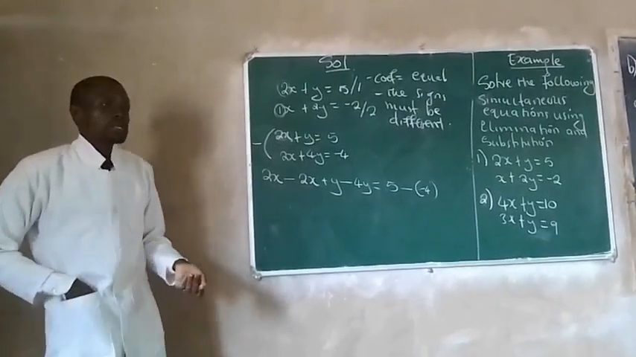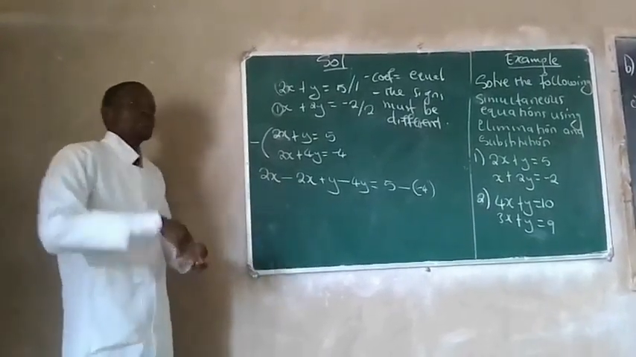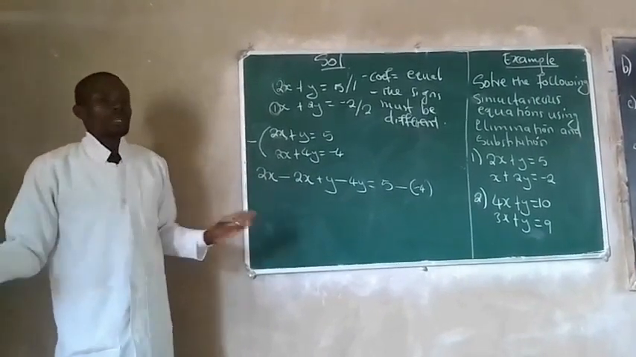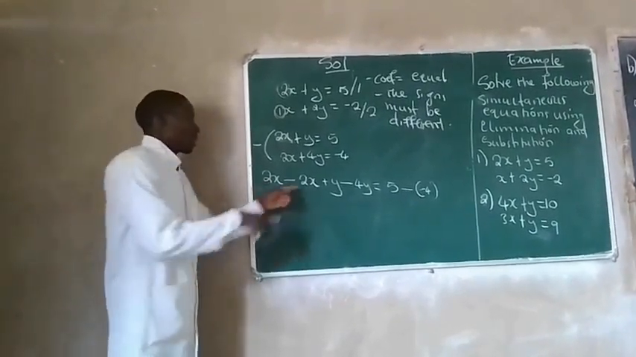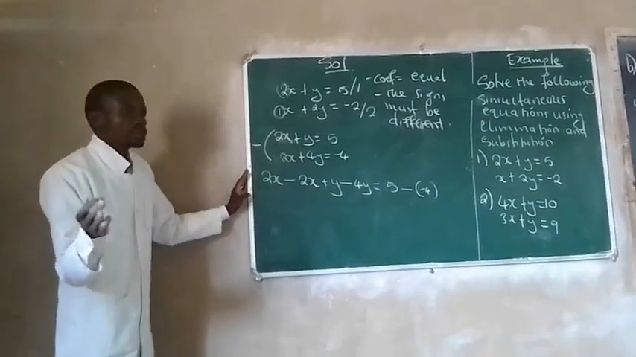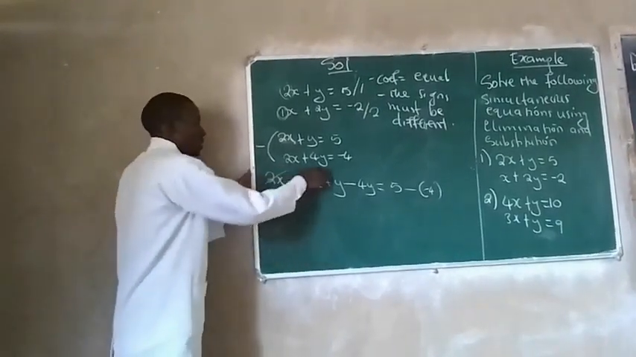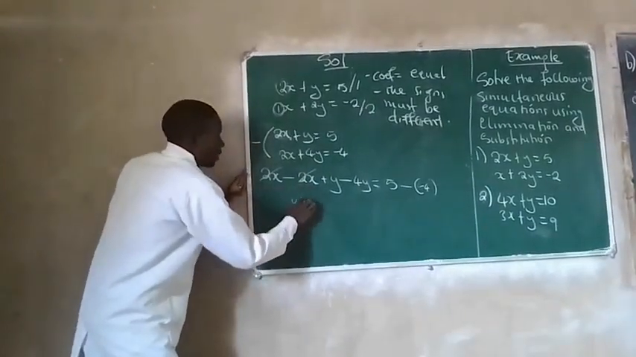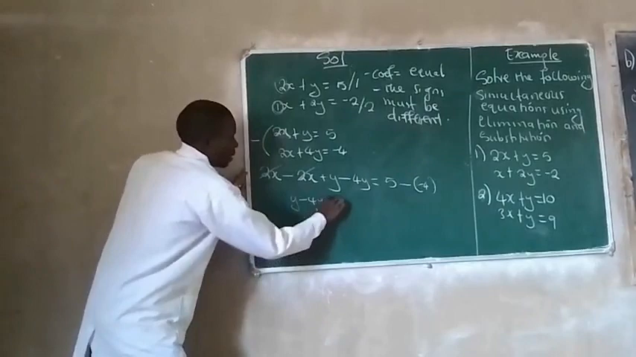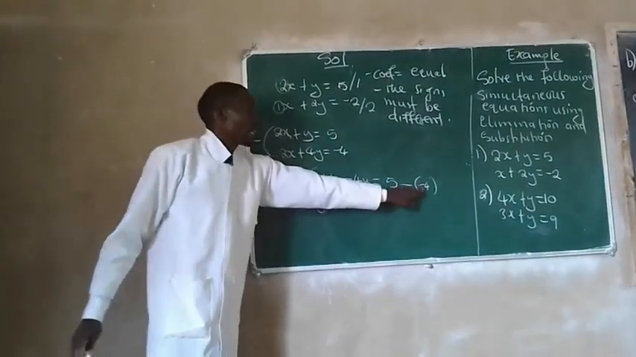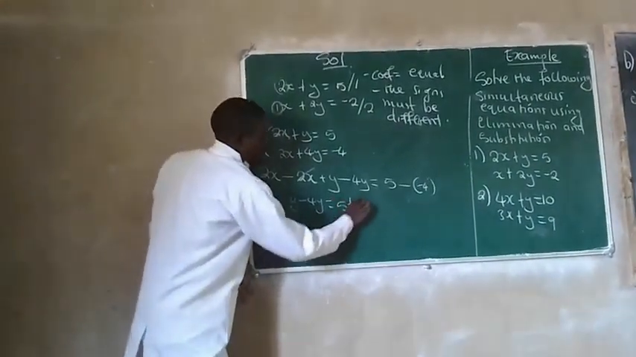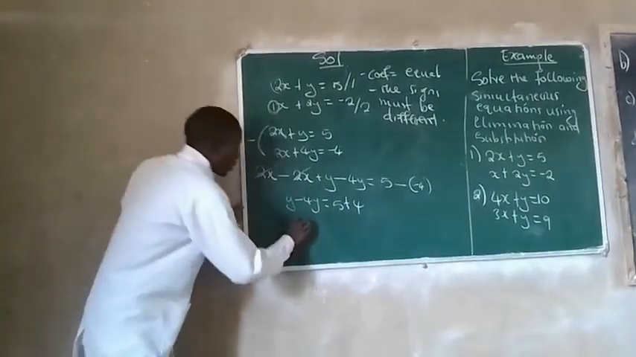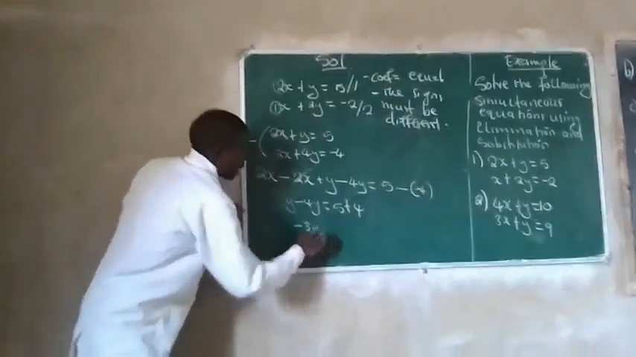So to eliminate means removing. Whatever is equal and has different signs is going to be eliminated. So 2x minus 2x, what will be the answer? 0. So meaning that this is eliminated. We are remaining with y minus 4y equal to negative by negative. So we are saying 5 plus 4. Now what could be y minus 4y? So we are going to get negative 3y.